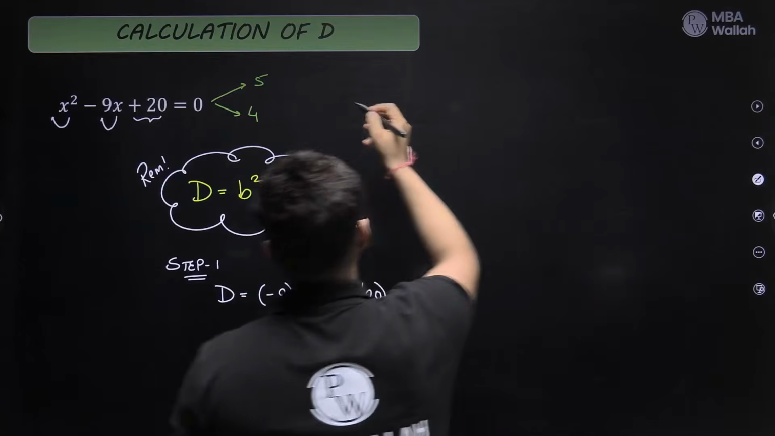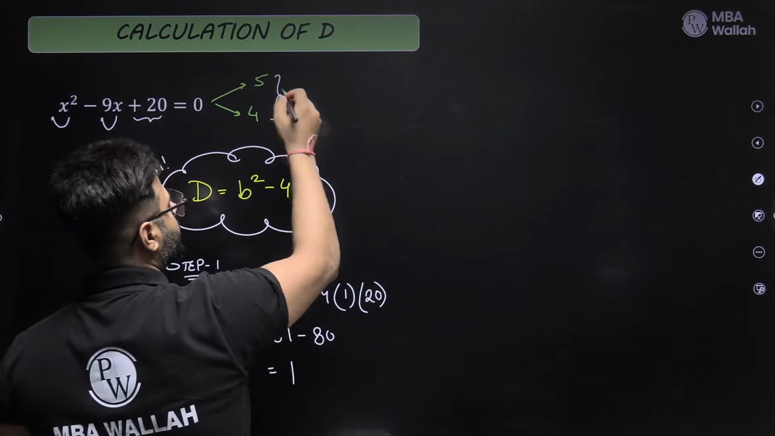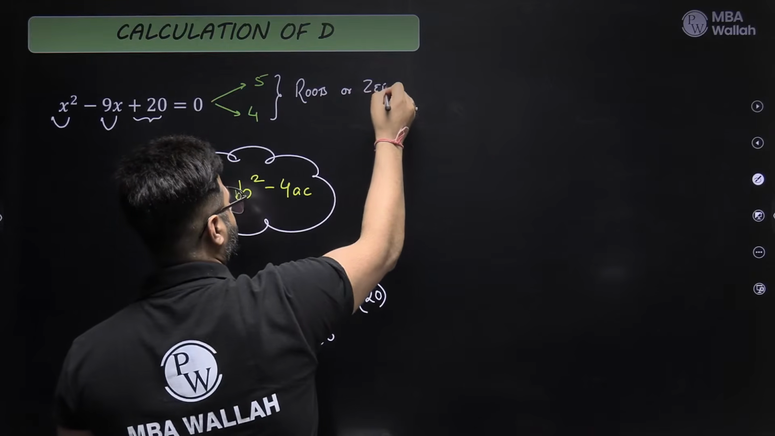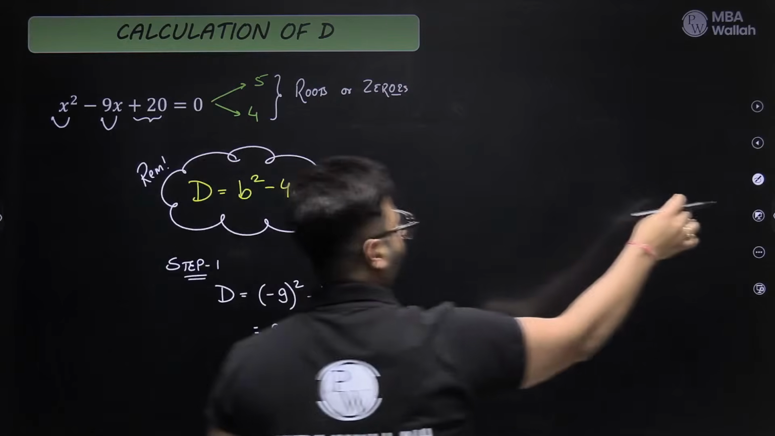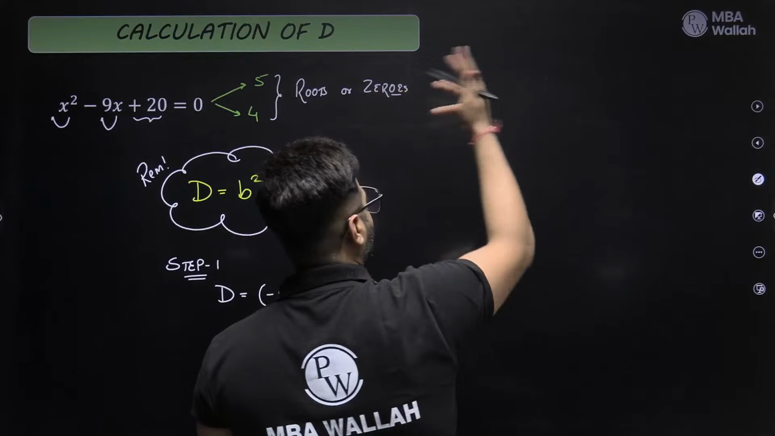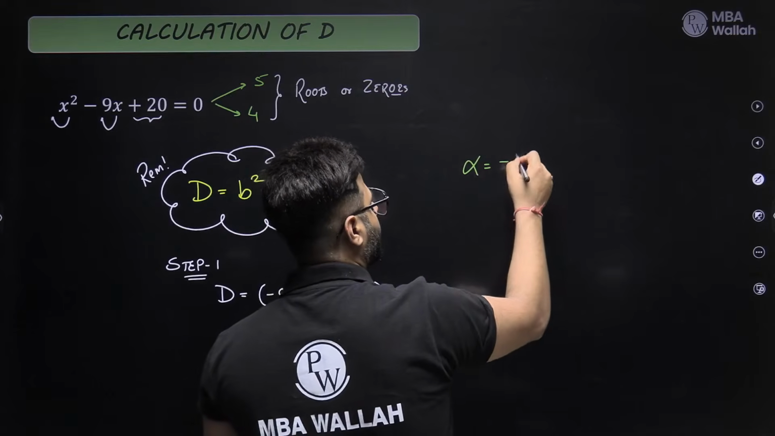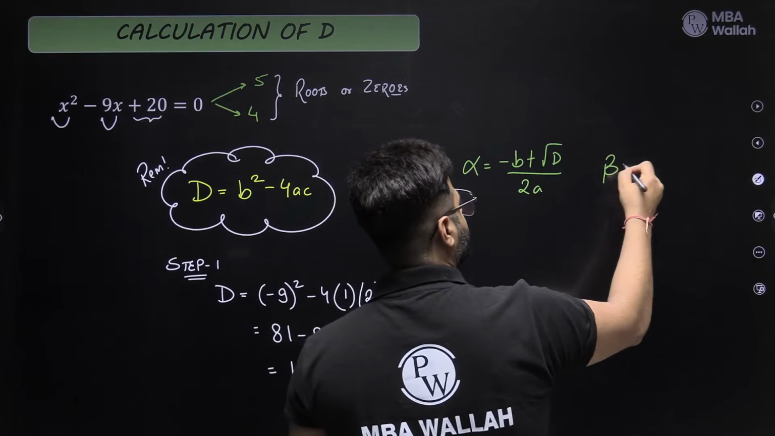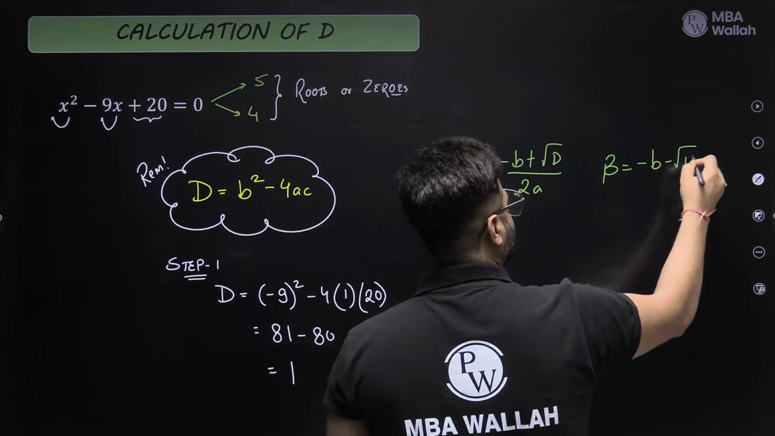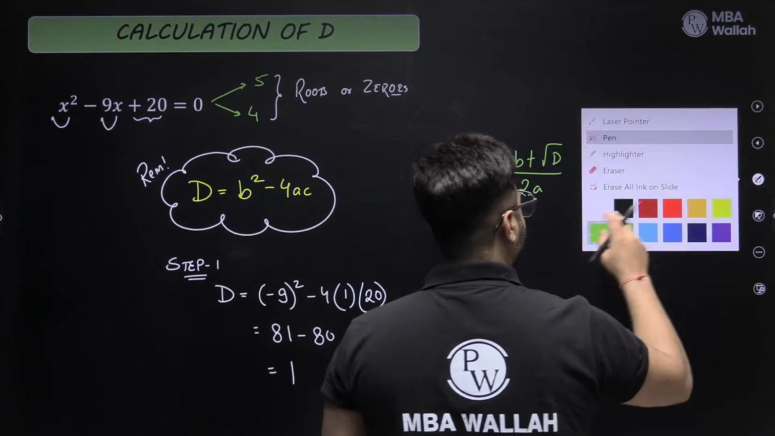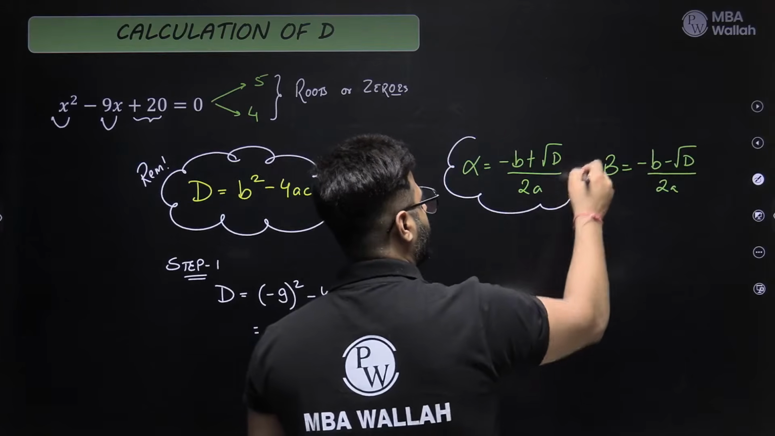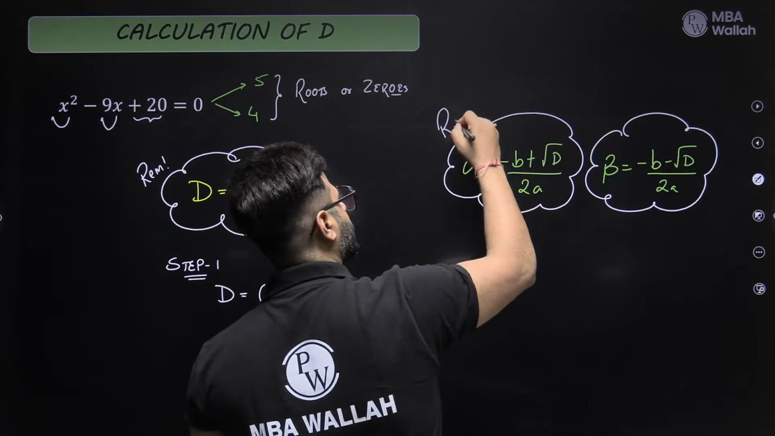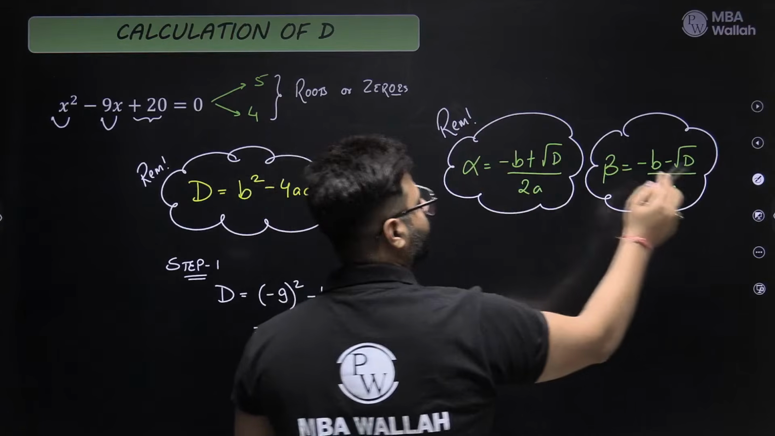So these two values of x which satisfy these equations are called roots or zeros of the equation, alright? Now let us say I call the roots alpha and beta. So alpha is minus b plus root D by 2a and beta is minus b minus root D by 2a. D you have already calculated. A and b have their usual meaning. So go ahead and calculate the roots and check whether they come out to be 5 and 4 again or not.